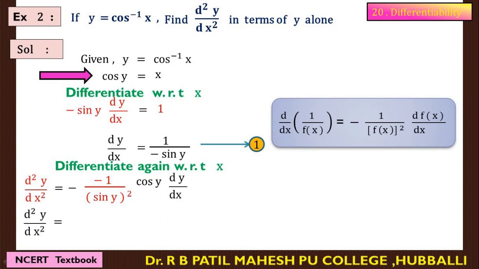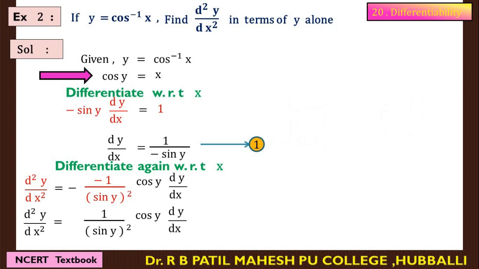So in the next step, multiplying minus into minus gives plus. So it becomes 1 upon sin y whole square, cos y dy by dx. So we got a double derivative, but in this double derivative answer, we have the dy by dx function. The question requires it to be in terms of the y variable. Now here we have a dy by dx term, so we have to eliminate this dy by dx.